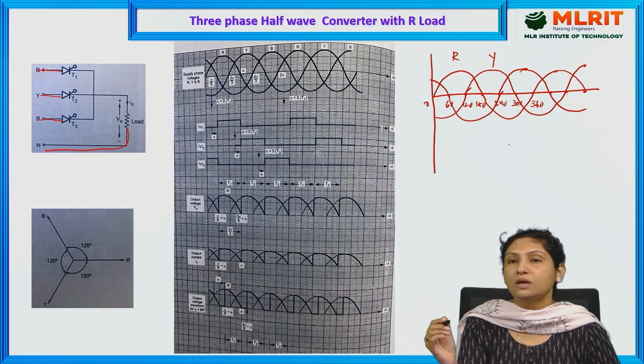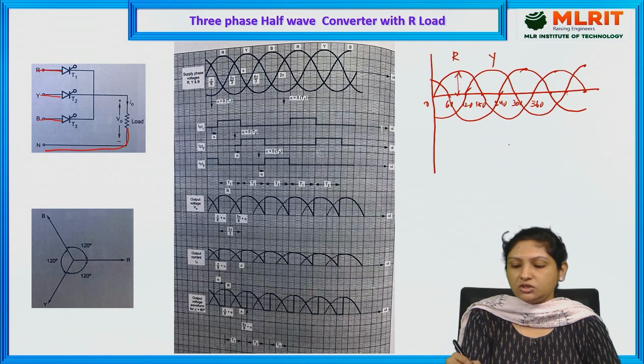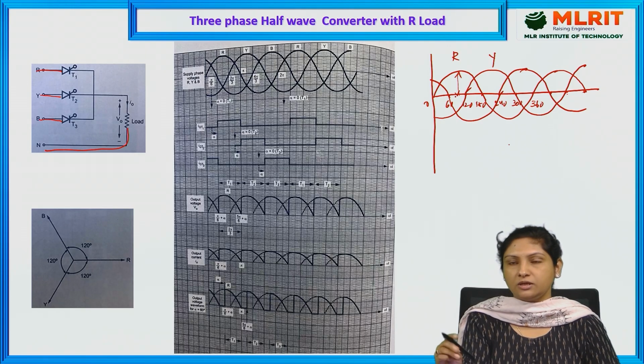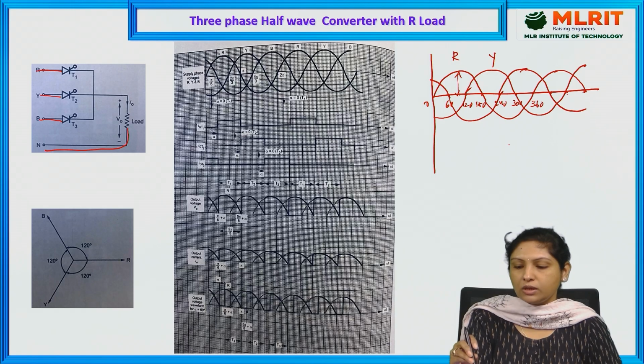And if you need to draw in graph, take this scale as 1.5 centimeters and each 60 degrees equal to 1 centimeter. In that case, it will be easy. Or otherwise, even if it is in notebook, we can draw like this.